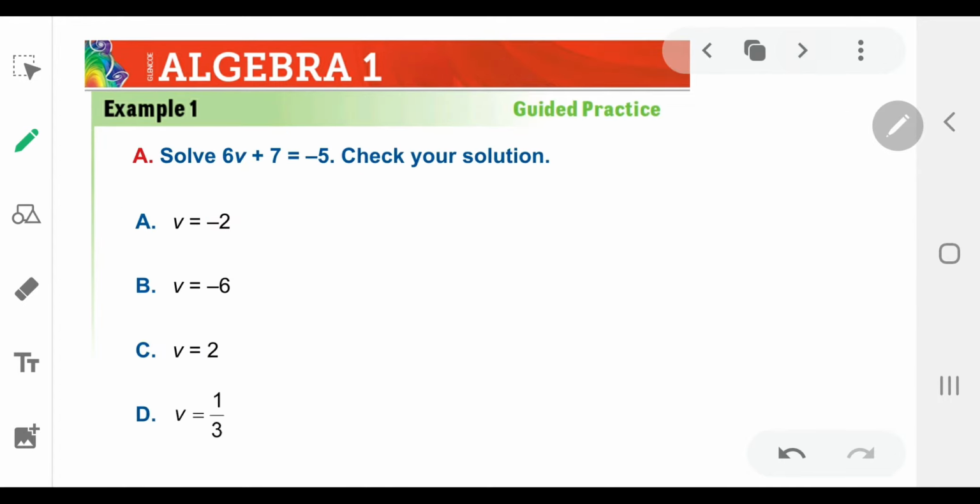Now it's your turn. To answer the guided practice example, give yourself like 20 or 30 seconds and come back and answer the question and see if your answer is correct.